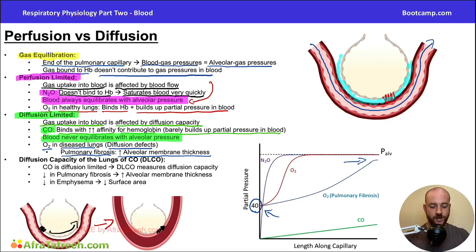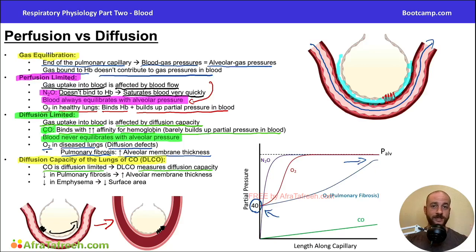Alright, so now we're going to finish off by talking about something called the diffusion capacity of the lungs of carbon monoxide, also known as DLCO. So because carbon monoxide is completely diffusion limited, we can use it to measure the diffusion capacity of the lungs. And so what we do is we ask the patient to inhale a certain amount of carbon monoxide, and then we measure the amount of carbon monoxide in their exhaled air, and that amount should decrease because some of the carbon monoxide should have diffused into the blood.